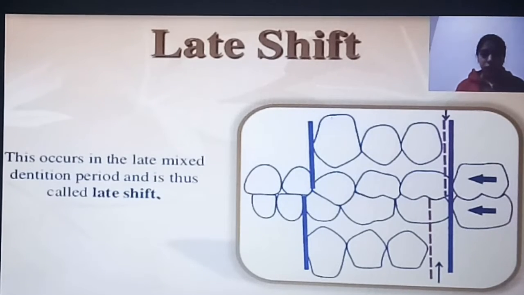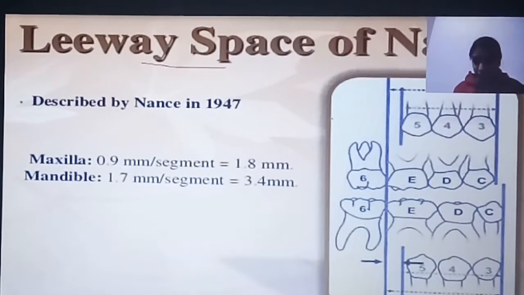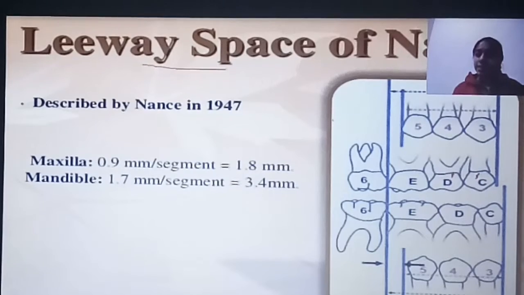Late shift. Now there is the term known as leeway space of Nance. First, let's discuss it. Now, what is leeway space of Nance? It means that here are the deciduous canine, first deciduous molar and second deciduous molar. And here are the permanent canine, first premolar and second premolar.